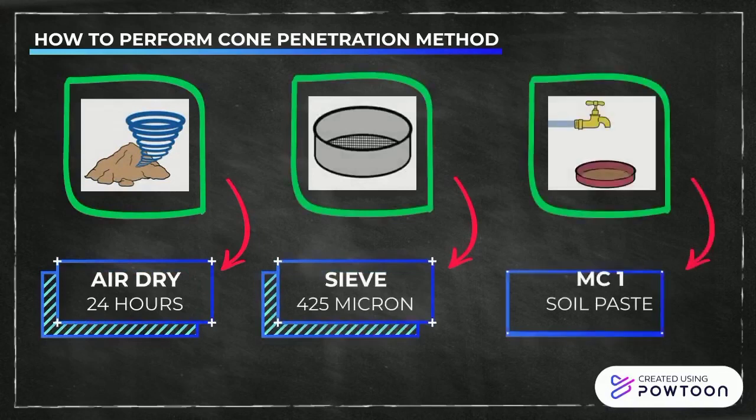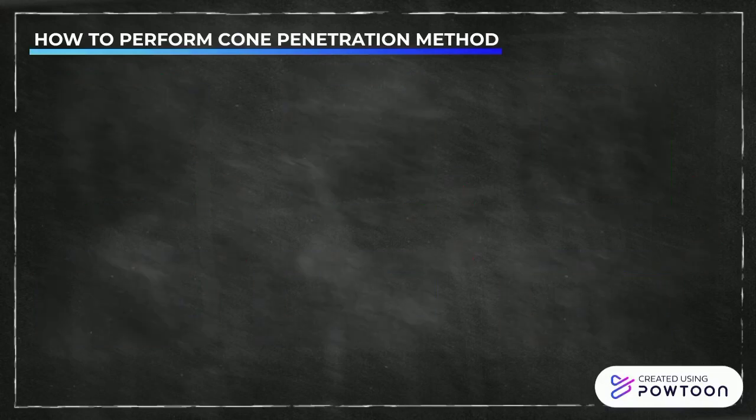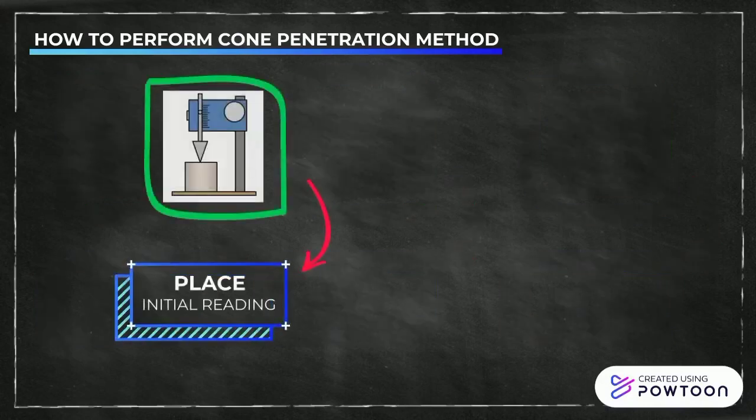After the sieving process, obtain about 150 grams of soil, add distilled water, and use a spatula to thoroughly mix until a uniform paste is achieved. Place the soil paste inside the 50 by 50 mm cup of the cone penetrometer. Before advancing to the next step, make sure that the soil is leveled and there is no trapped air in the soil paste by tapping the cup numerous times.